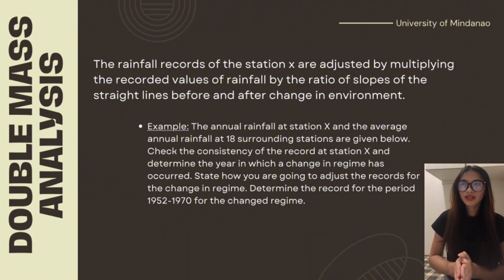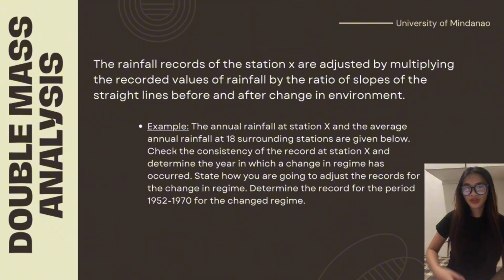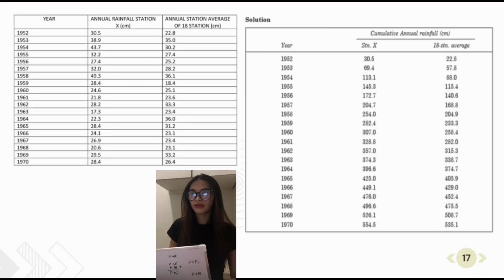And we will check the consistency of the record at station X, determine the year in which a change of regime has occurred, state how you are going to adjust the records for the change of regime, and determine the record of the period 1952 to 1970 for the change of regime. So we have here our given table, which has 19 stations, the annual rainfall at station X, and the annual station average of 18 stations.